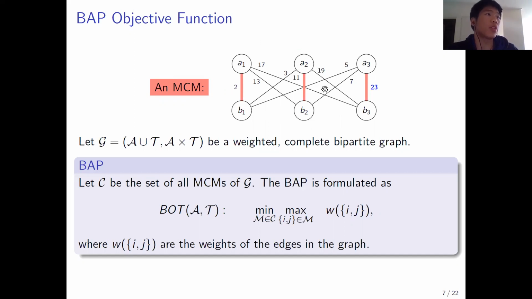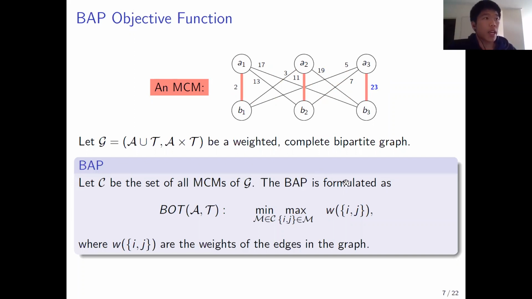If I were to draw up the set of all these MCMs, it's quite easy because it's a small problem, 3 agents and 3 tasks. I can quickly scroll through all these different MCMs of this particular graph. And you'll notice in blue, I've highlighted the largest cost of an edge in this MCM. So 23 is larger than 11 and 2. If I scroll to the next MCM, 19 is larger than 7 and 2, and so on. So in all these MCMs, we can highlight one particular edge that will have the largest cost.